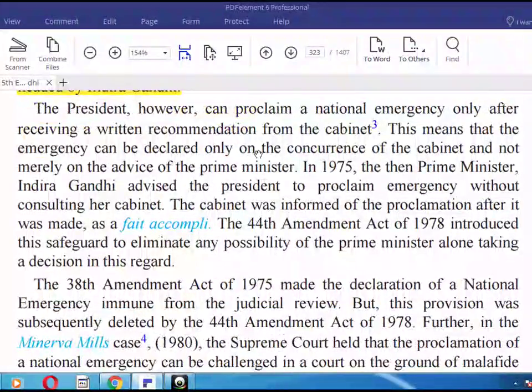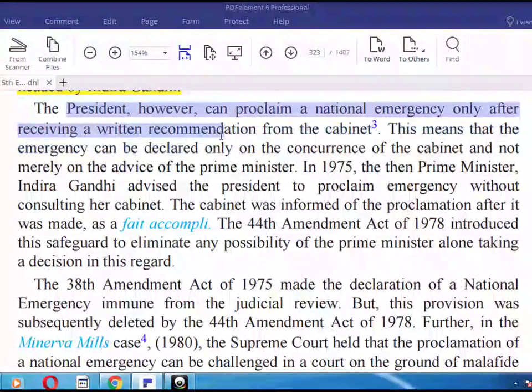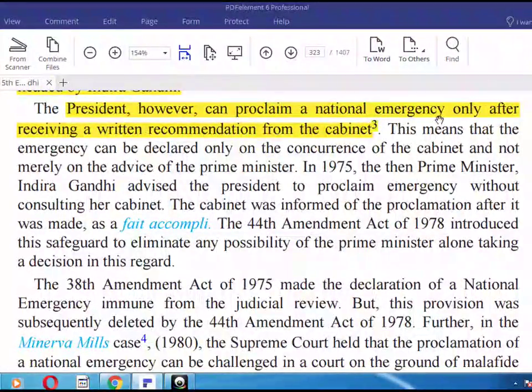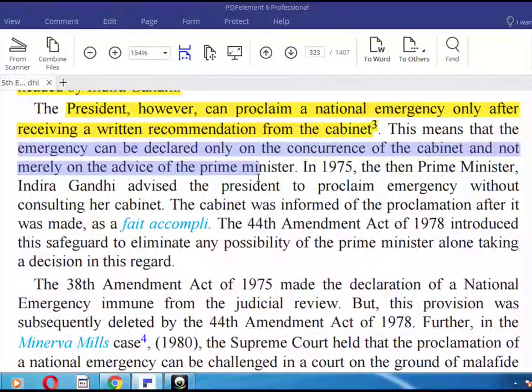The President, however, can proclaim a national emergency only after receiving a written recommendation from the cabinet. This means the emergency can be declared only on the concurrence of the cabinet, and not merely on the advice of the Prime Minister.